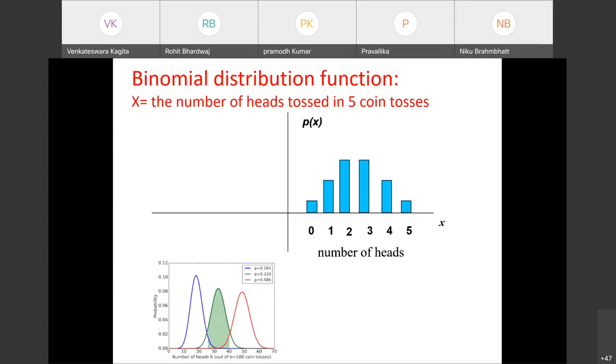The distribution may change according to the probability values, the number of heads tossed in 5 tosses. So this is how it is distributed if the probability is 0.5. Whereas if you take different probabilities, say probability of heads is 0.184, then you can see this is right skewed. If you take a probability of 0.486, then this is what you would get. So for different probabilities, this distribution may change.